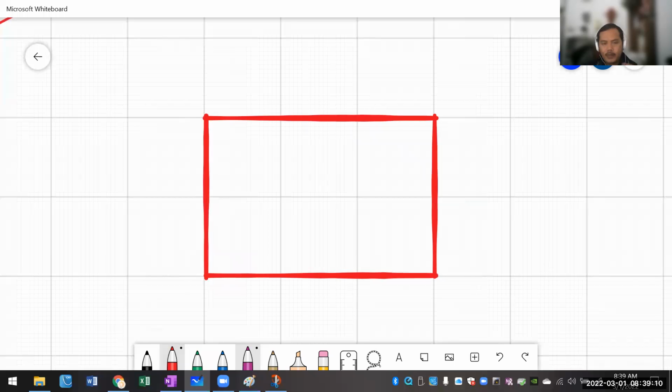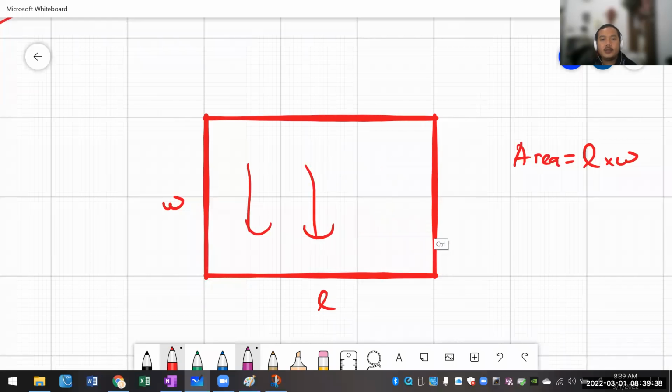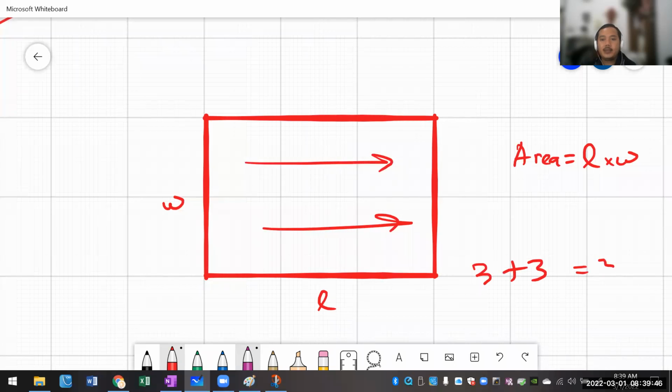So again, guys, when we say length times width, the area of a rectangle is equal to length times width. Where do we get that? Remember in multiplication, it's actually repeated addition. We have 2 lines, and then 3 columns. So you're adding 3 two times: 3 plus 3, which is equal to 3 times 2. That is the length times the width.